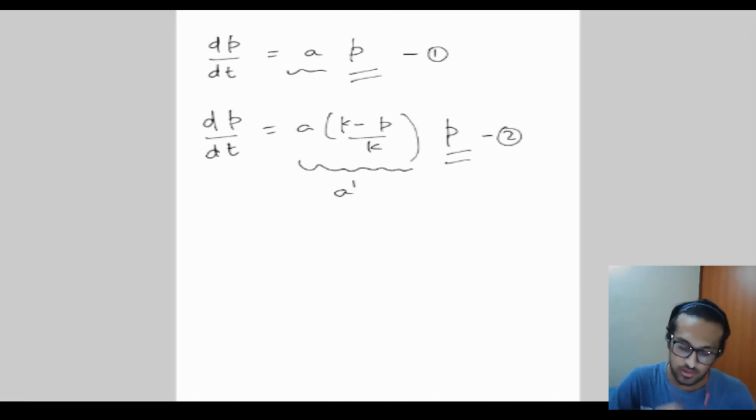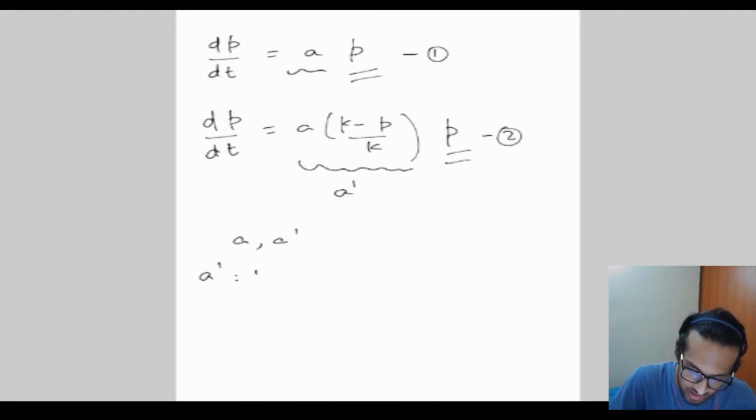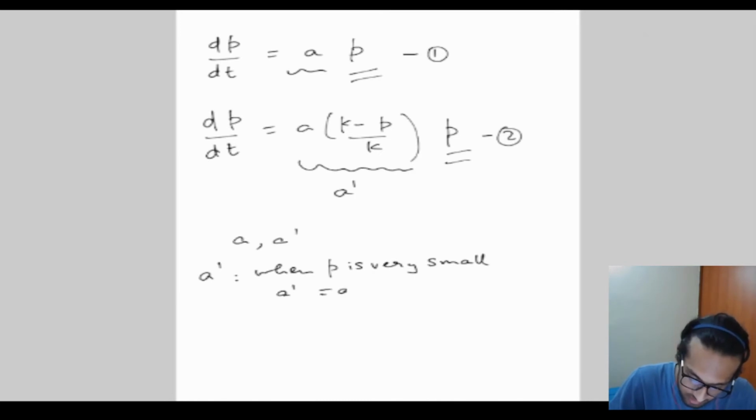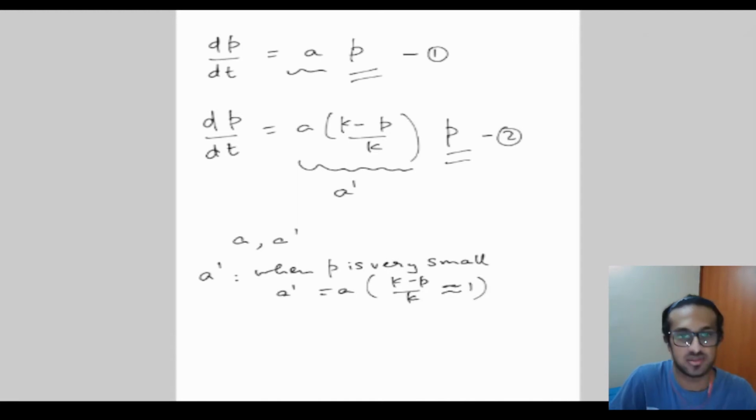So now the only difference between the exponential growth model and the logistic growth model in this representation is A and A dash. That's the only difference. So now let's look at A dash when P is very small. When P is very small, A dash is in fact equal to A. Why is that? Because (K minus P) by K is approximately equal to 1.